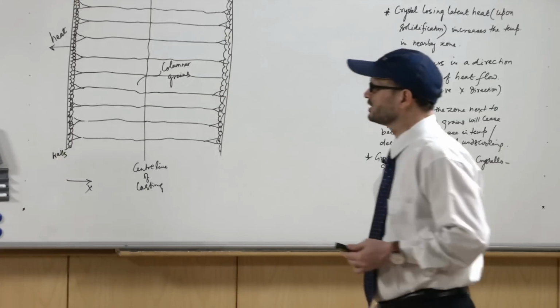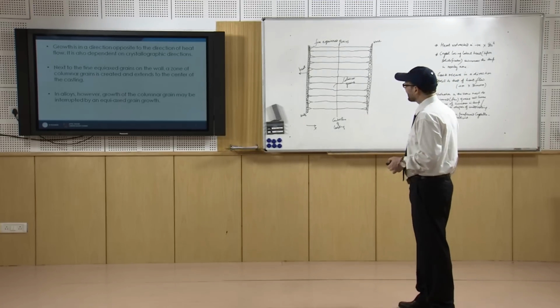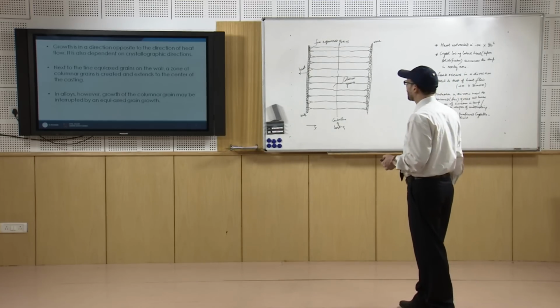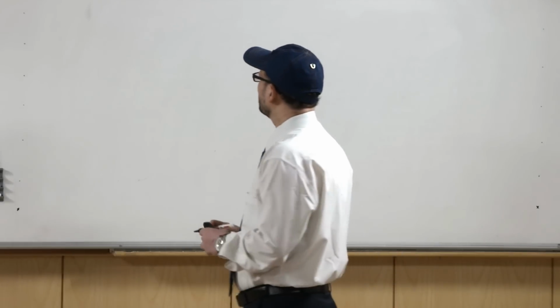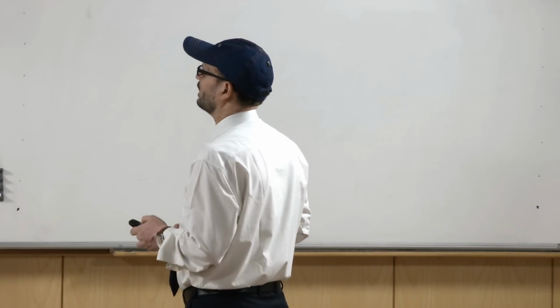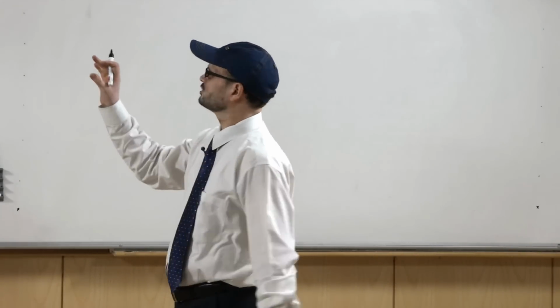Now, what happens in case of alloys? In case of alloys, the growth of columnar grains are interrupted by equiaxed grain growth, that we are going to discuss when we talk about the freezing of alloys. Now, we will discuss about the freezing of alloys. Now, what happens in case of alloys?